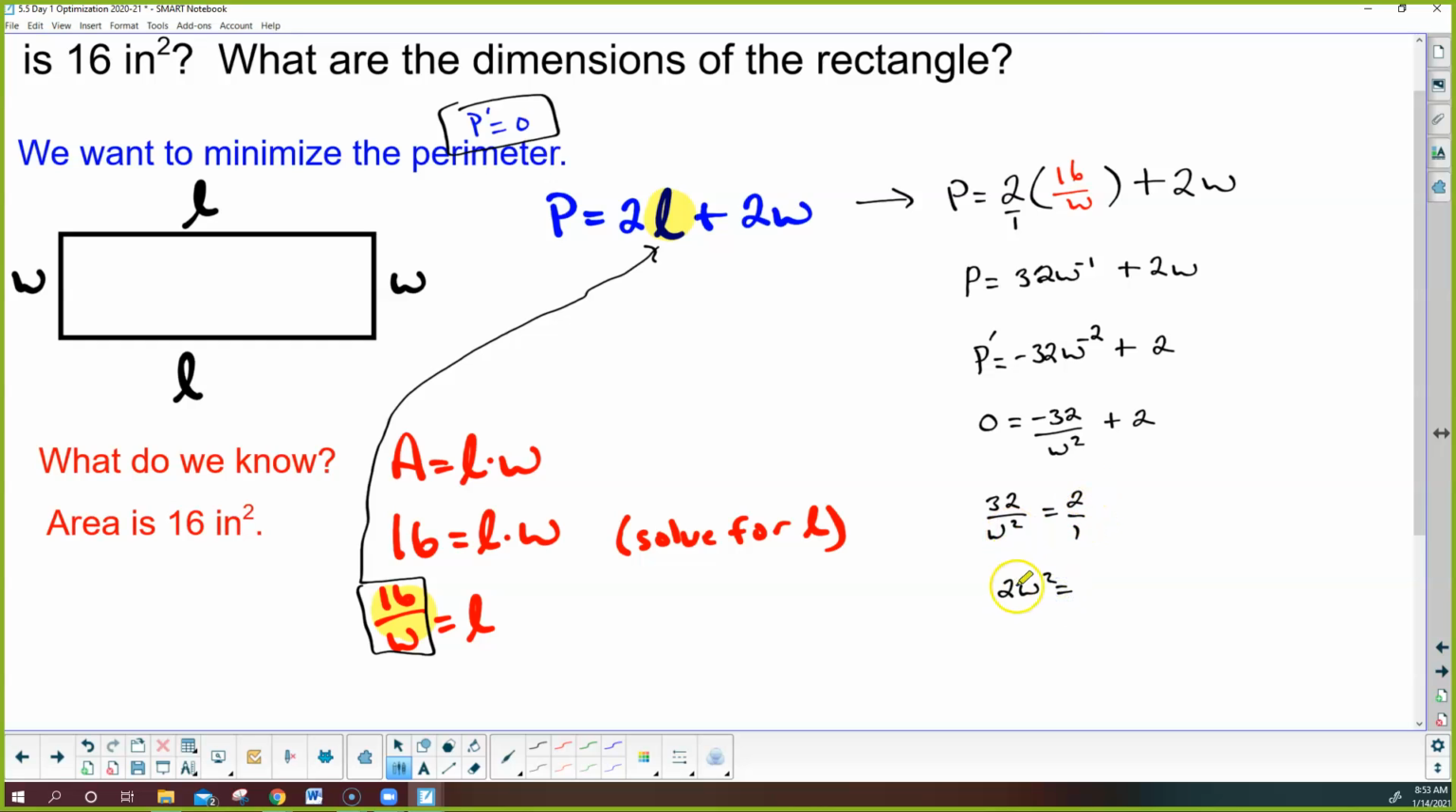So if I cross multiply, 2 times W squared equals 32. And now it's a really quick solve. Divide, take the square root. We do get two answers. Remember, we get a plus and a minus, right? But one of them is an extraneous solution. And the reason why, I can't have a negative length. So the width can't be negative 4. So we're just going to stick with 4 inches as the width.